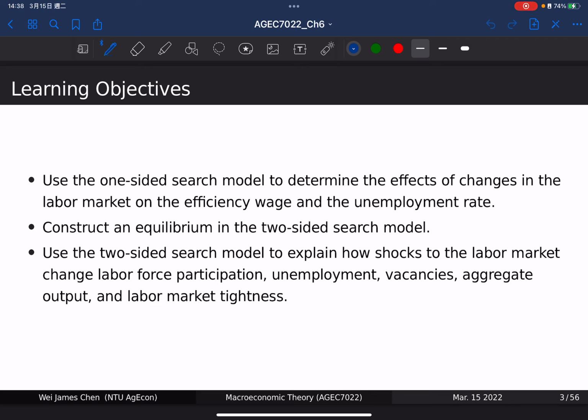Okay, and after the one-sided model, we will construct an equilibrium in the two-sided search model. And we'll use this model again to explain what happens if some other factors change.